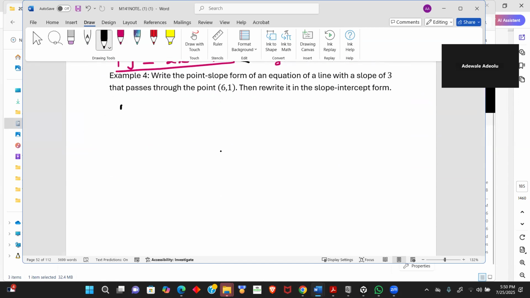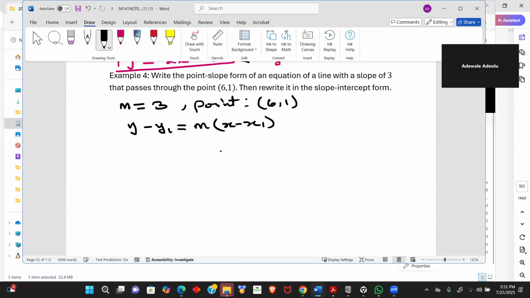So quickly, I'm going to say the slope in this case is 3, and the point is 6, 1. Therefore, in point slope form, I will have y minus y1 equals m into x minus x1.